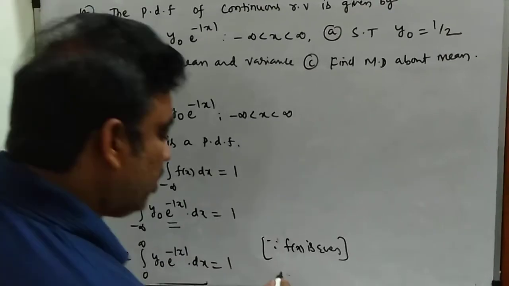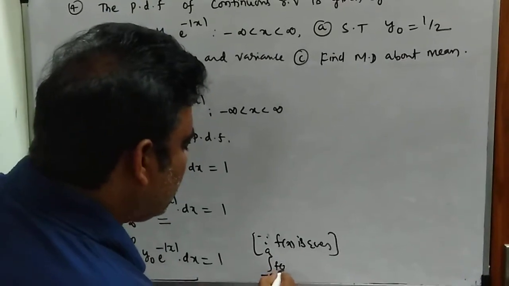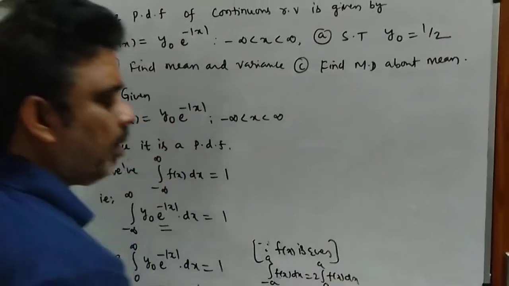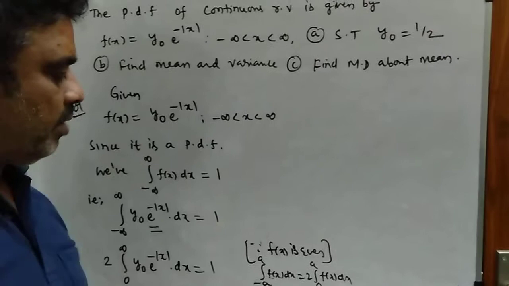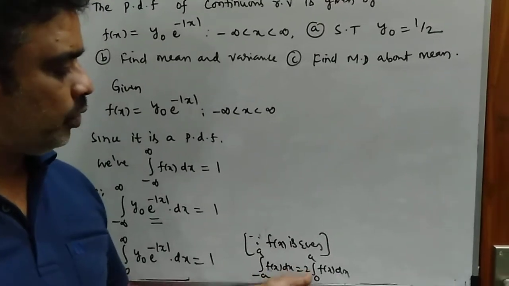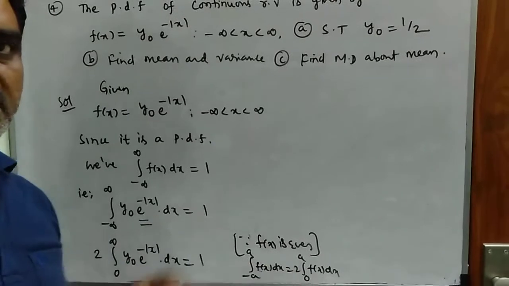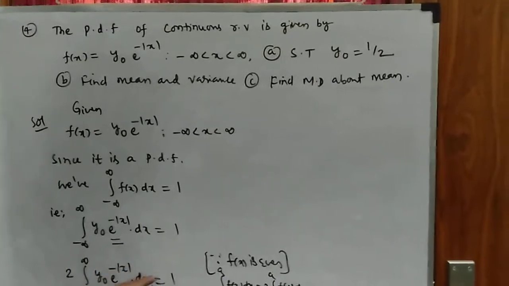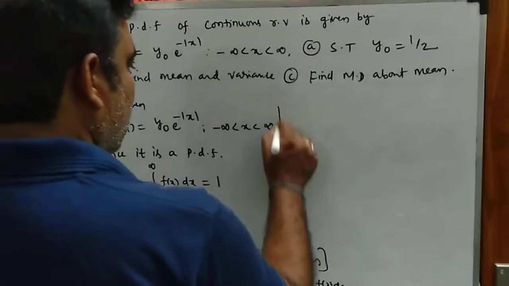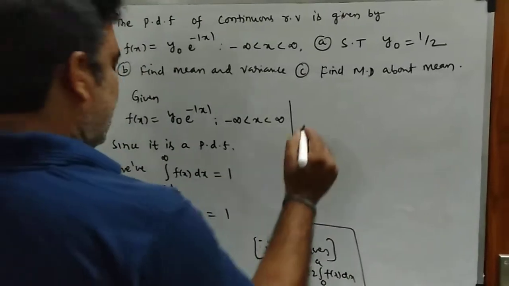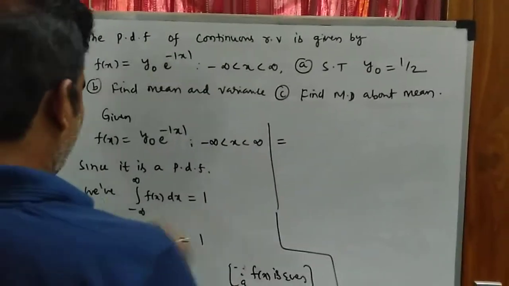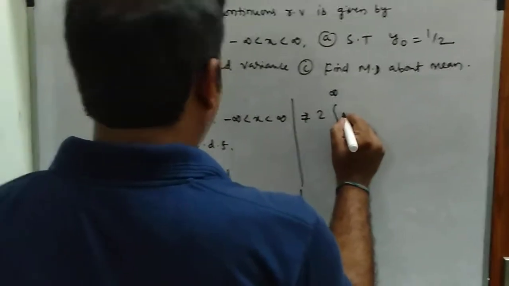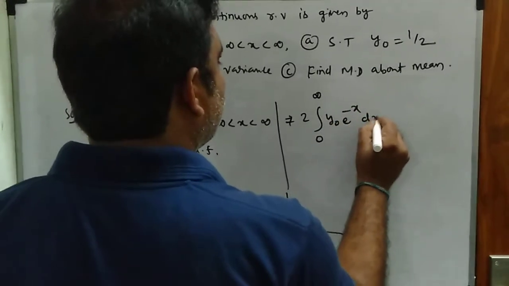We have one result: the integral from minus a to a of f of x dx is equal to 2 into the integral from 0 to a of f of x dx, when f of x is an even function. So I can write 2 into the integral from 0 to infinity of y naught e power minus modulus x dx, that is equal to 1. This implies 2 y naught times the integral from 0 to infinity of e power minus x dx is equal to 1.